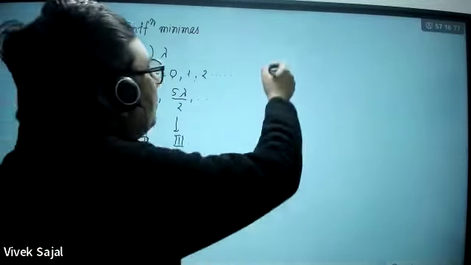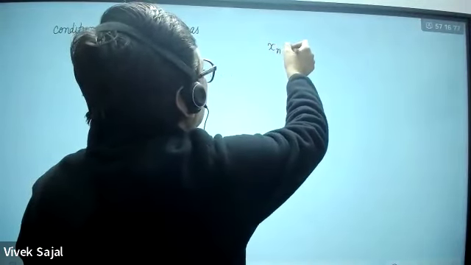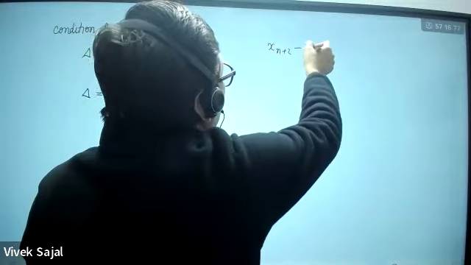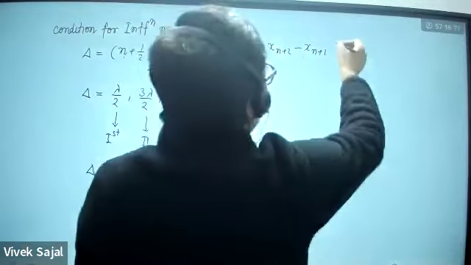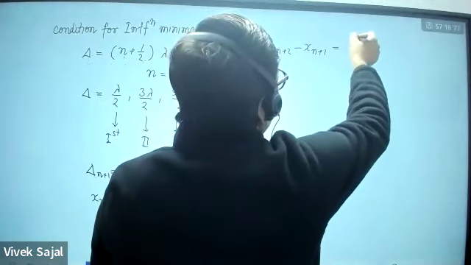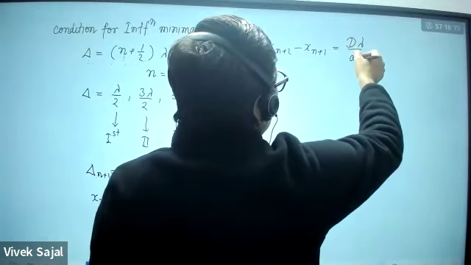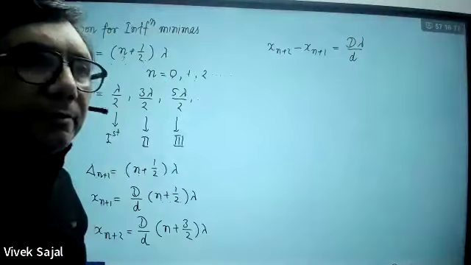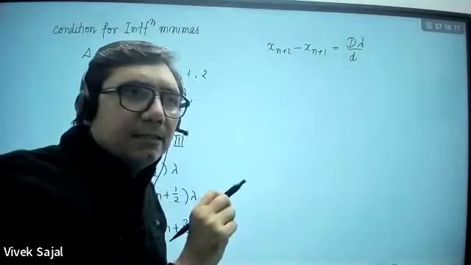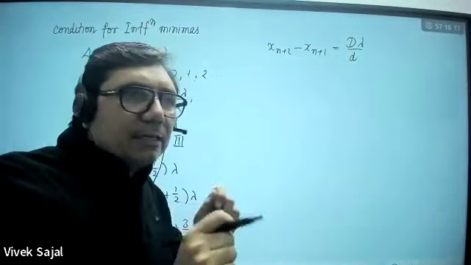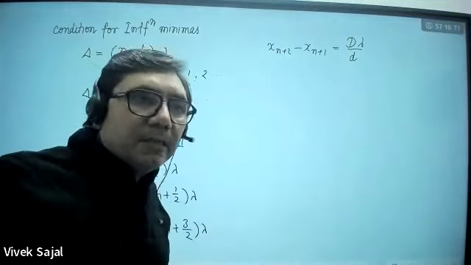So what is the gap between these two successive minimas? x n plus 2 minus x n plus 1. And what you find out is that this is also equal to D lambda by small d. And that was the gap between the two successive maximas. And here, the exact same gap you are getting for two successive minimas.